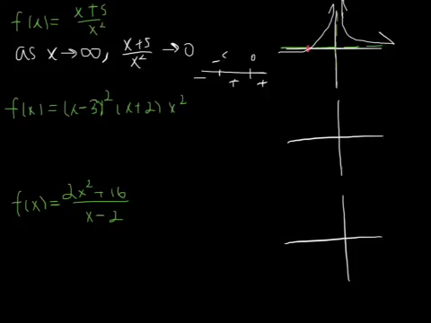x minus 3 squared times x plus 2 times x squared. If I want to sketch a graph of a polynomial function, I need to know the basic shape. So this is going to be a 5th degree polynomial. So its basic shape is going to look like that. It's got a positive leading coefficient, so that's still how the basic shape looks.